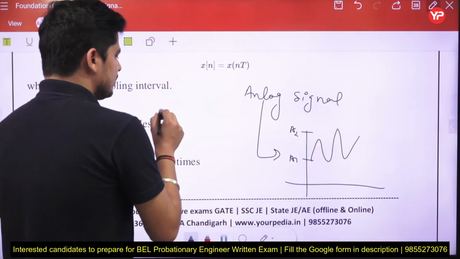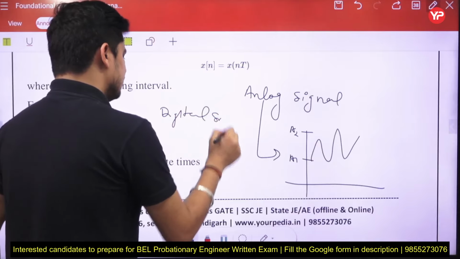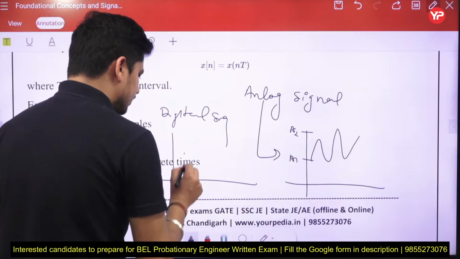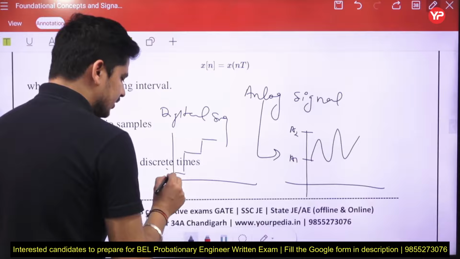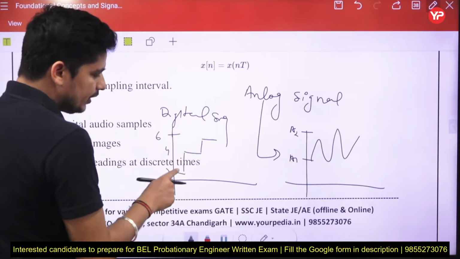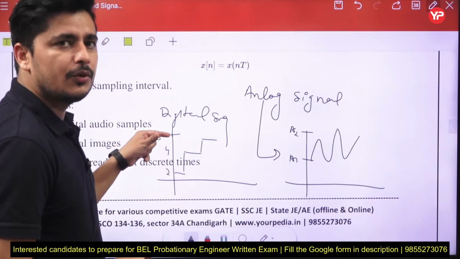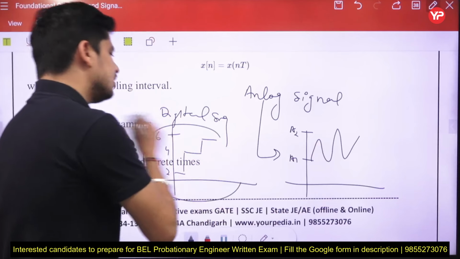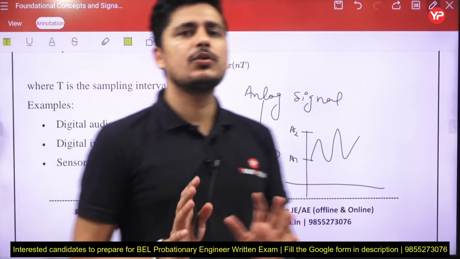And another one is digital signal. Digital signal means what? Which will take the value at a specific amplitude. Means it will take, let's say here it will take value 2, then 4, then 6. It will not take the values between 2 and 4, not the values between 4 and 6. It means this signal is a digital signal. So there are combinations of these four.